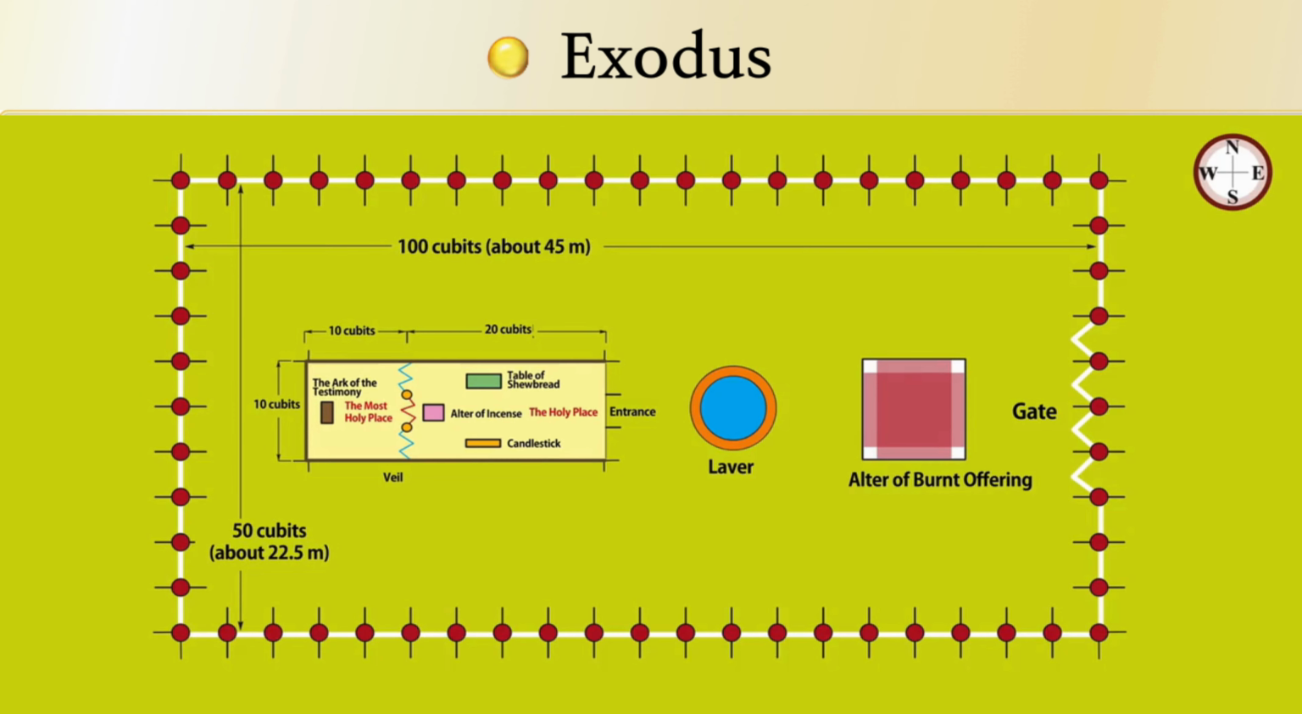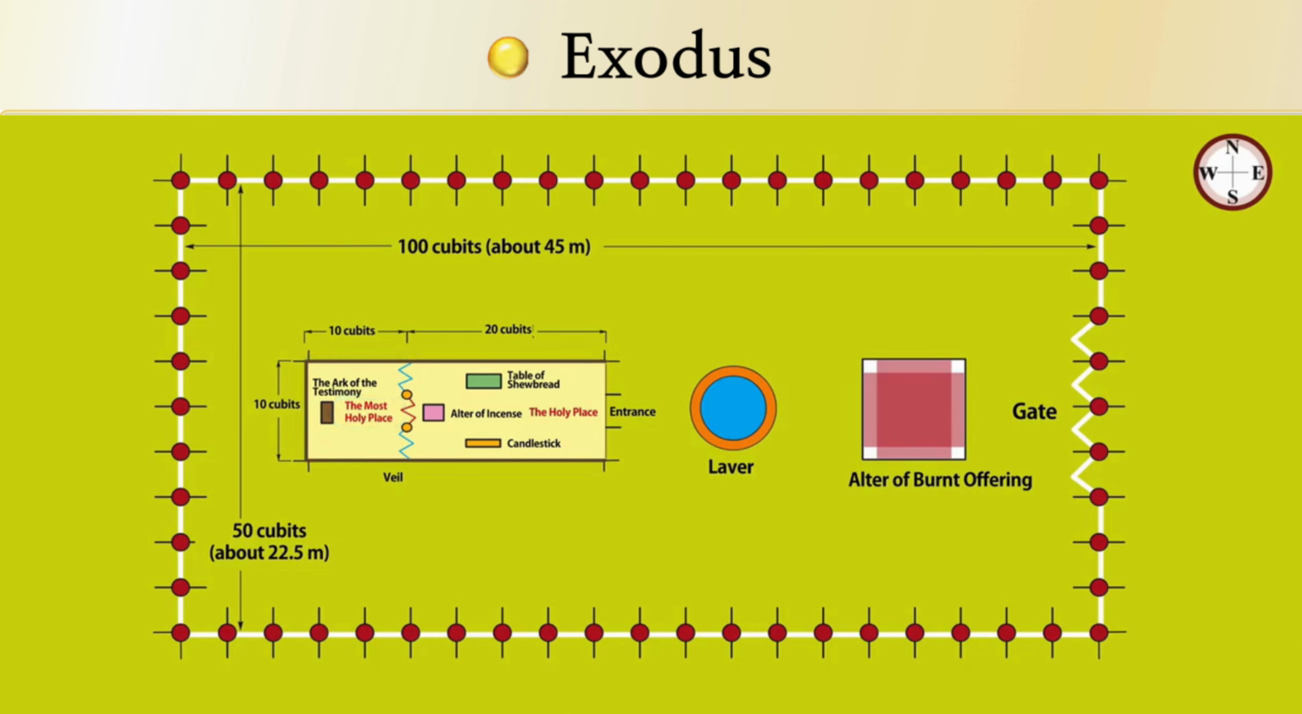The tabernacle is divided into the holy place and the most holy place, with the veil being the doorway from the holy place to the most holy place. The holy place is 20 cubits wide, which is 9 meters wide, and 10 cubits long, which is 4.5 meters long, while the most holy place is square, measuring 10 cubits by 10 cubits, which is 4.5 meters on all sides.